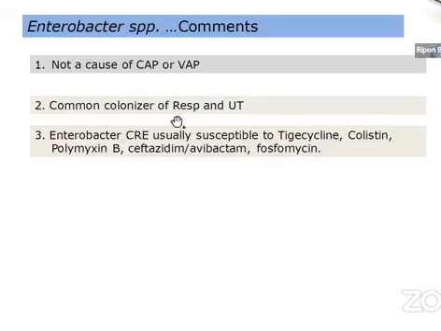They are common colonizers of the respiratory and urinary tract. It is already mentioned that carbapenem-resistant Enterobacter is usually susceptible to tigecycline, colistin, polymyxin, ceftazidime-avibactam, fosfomycin.